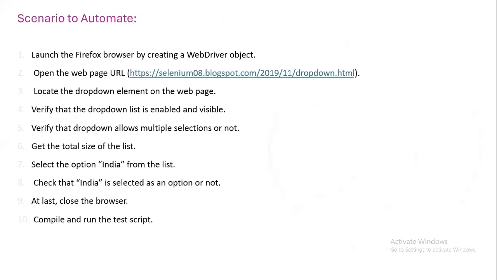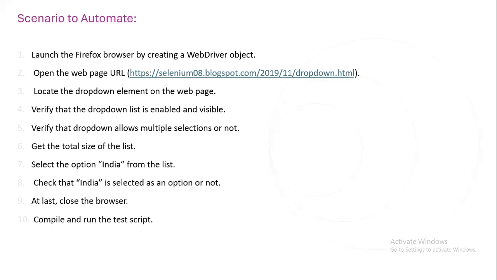Here I am going to open this URL, and we're going to write one script. We want to open this web page and locate the drop-down element on the web page. Then we want to verify the drop-down list is enabled and visible, and verify whether the drop-down allows multiple selection or not. Then we want to get the total size of the list. And then we want to select an option, suppose India, from the list, and check that India is selected or not. Last, we want to close the browser. And finally, we want to compile and run our script.